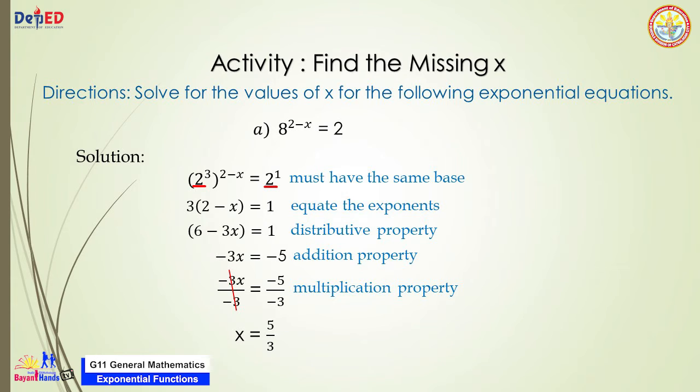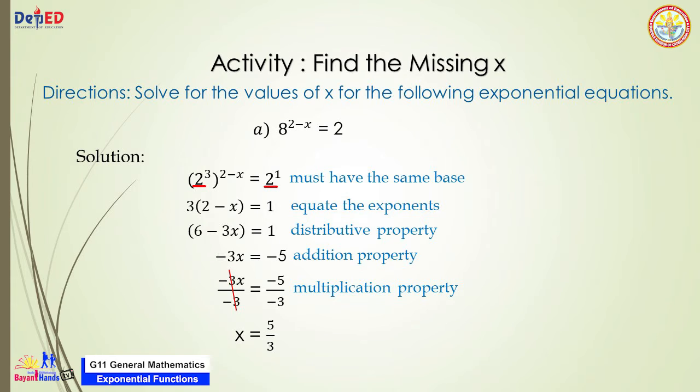Therefore, it will become 2 raised to 3 raised to 2 minus x equals 2 raised to 1. Since they have the same base, you can now equate its exponent. This is now solving linear equations. 3 times the quantity 2 minus x is equal to 1. By distributive property, 6 minus 3x is 1.